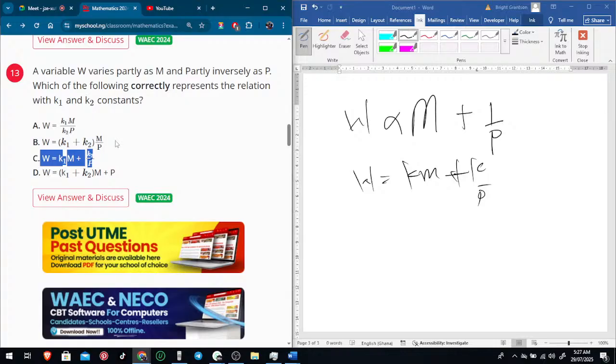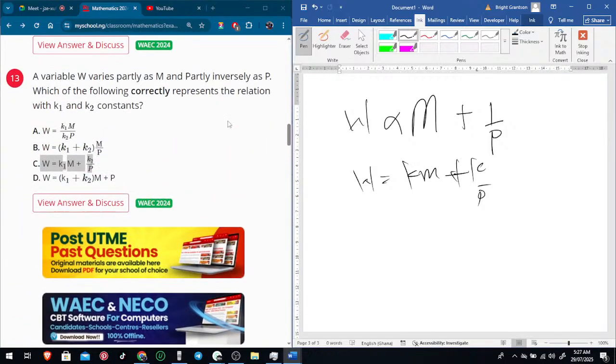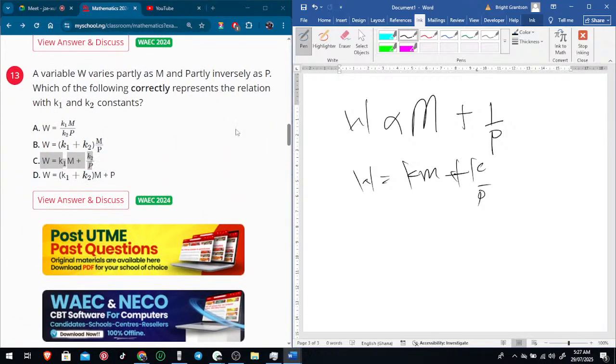Which number are we on? 14. So this is the same thing. Do it with K1 and K2. That means you write W equals K1M plus K2.